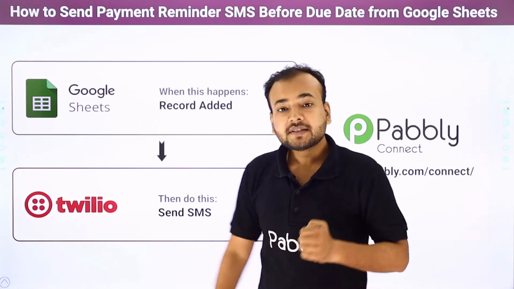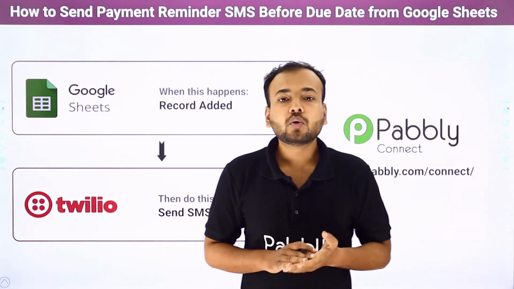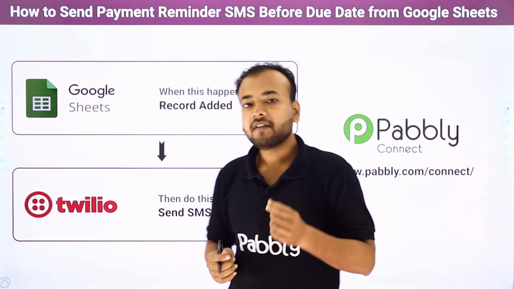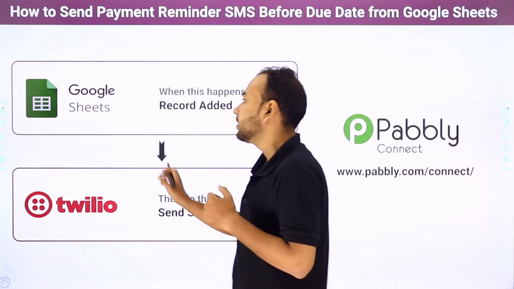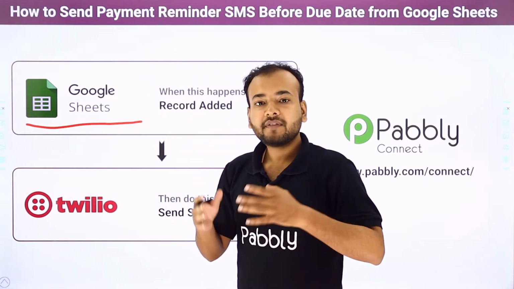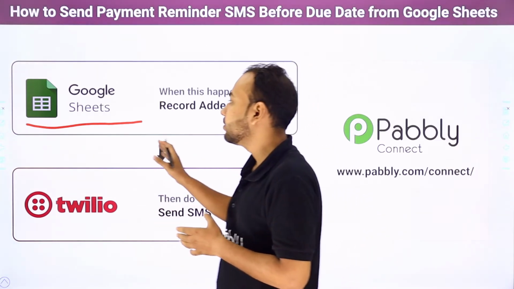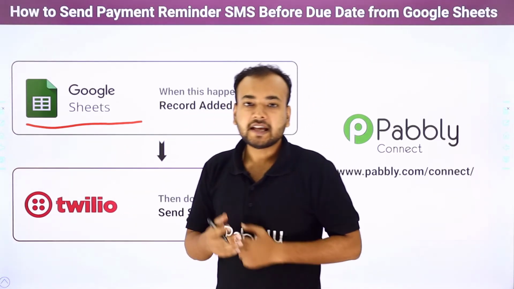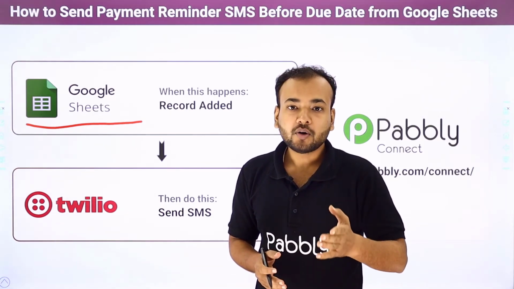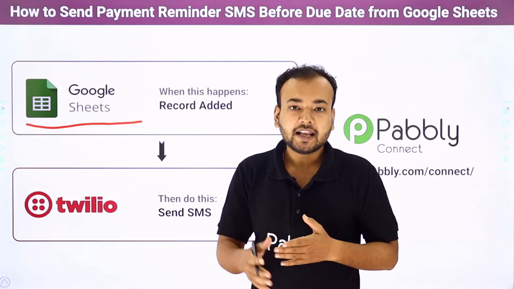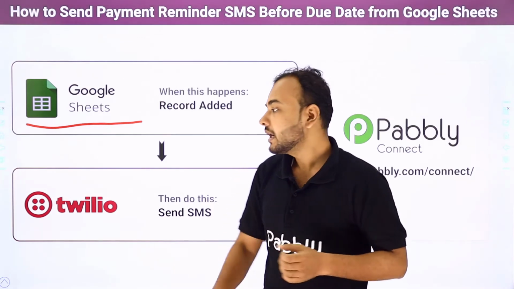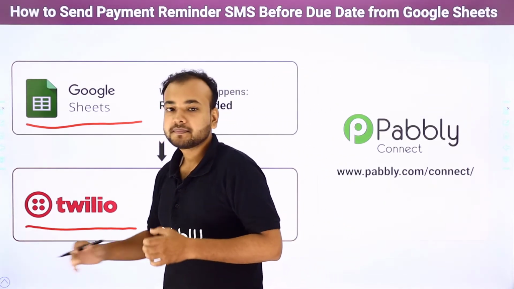Now let's suppose that you are running a school or a coaching institute or a college, and you have collected the data of your students in Google Sheet, and you also have mentioned the due dates of the fee submission of your students. Now you want that as and when the due dates approach, you remind them that they have to submit a fee before this date, and to do this you are using Twilio to send SMSs.